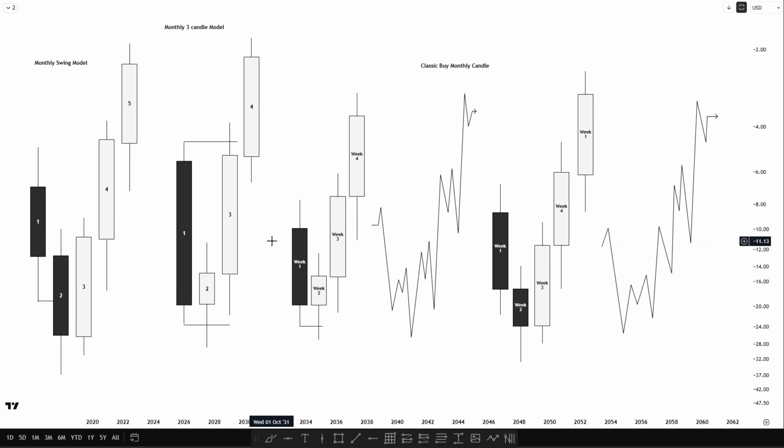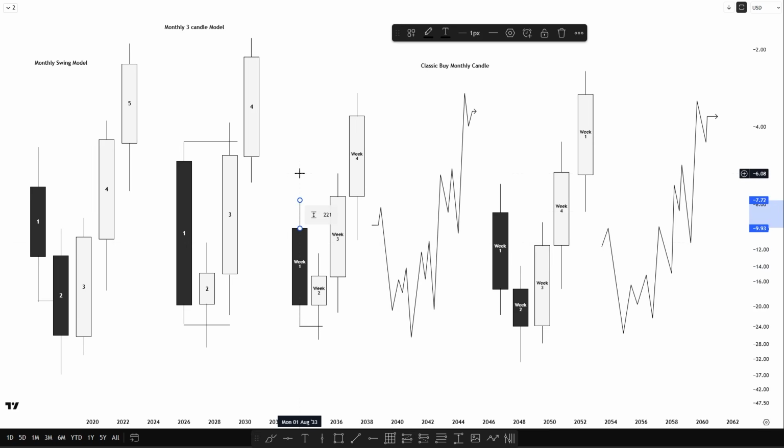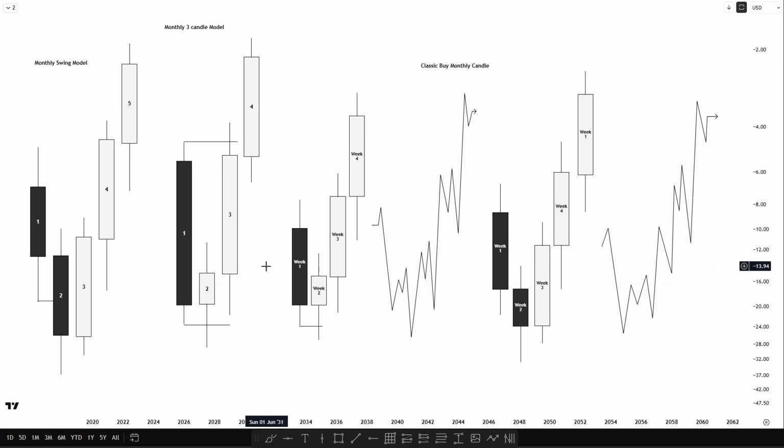The thing here is we are not always getting the classic buy. It's not every month you will get a classic buy, right? This is the tricky part, which is the variation, right? It's not a fixed thing that's always going to be a classic buy, right?